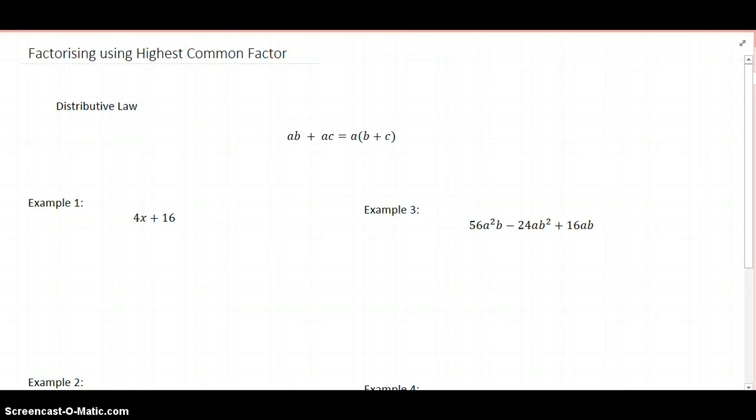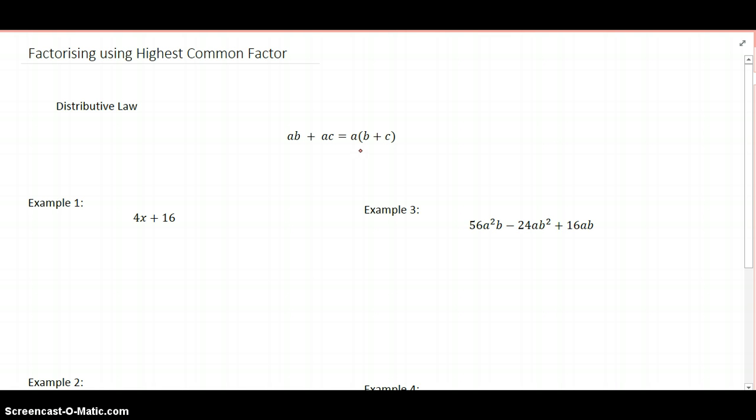Following on from expanding using simple brackets, we can then look at factorizing using the highest common factor. And the highest common factor, again, we can use the distributive law. Now if you look at this particular expression, AB plus AC, how do we turn that into something that looks like this again?